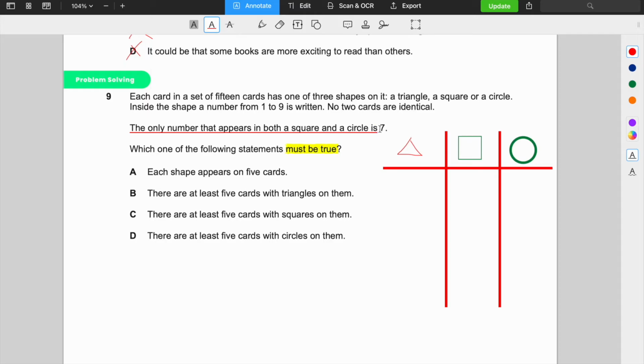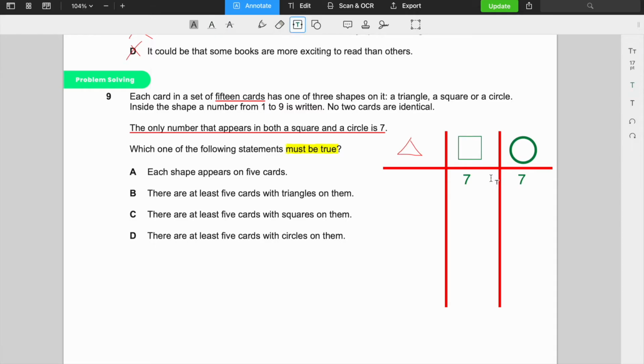This rule is really important. The only number that appears in both a square and a circle is 7. So that means that 7, right? We know that there's a square with 7 in it and there's a circle with 7. We also know, just to reiterate, that there are 15 cards. Okay, so that's important to note.